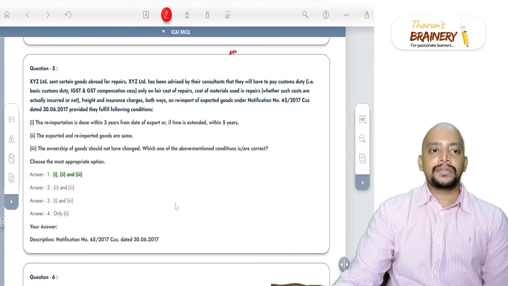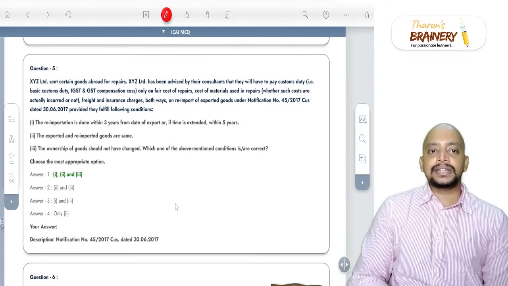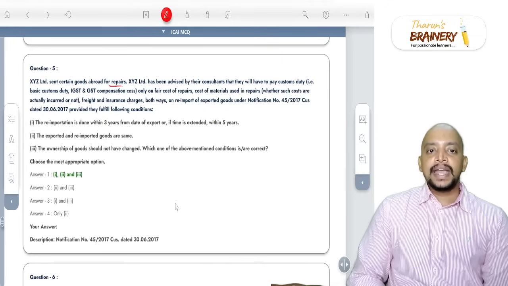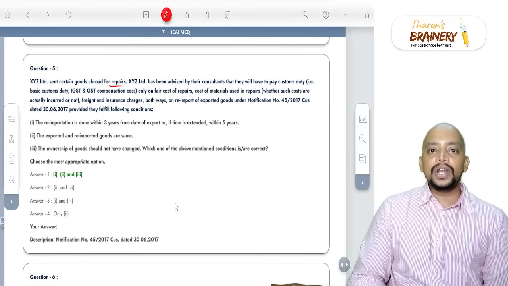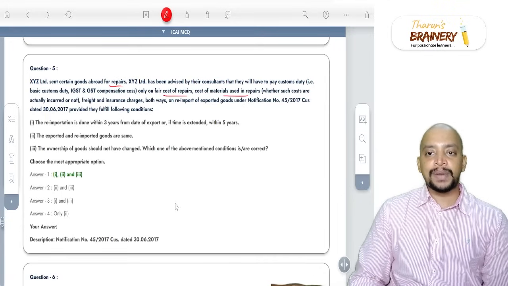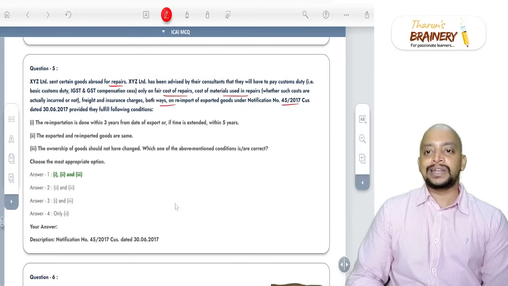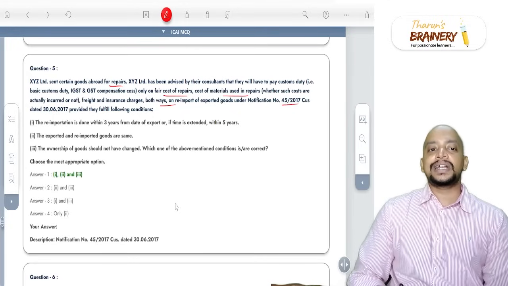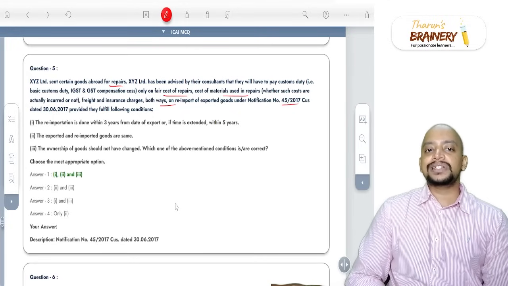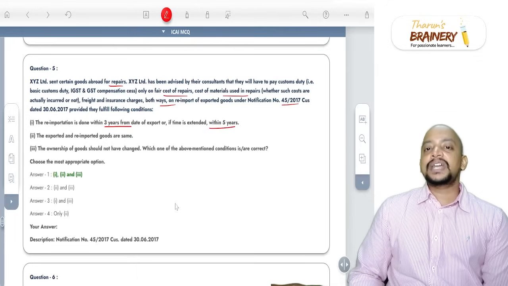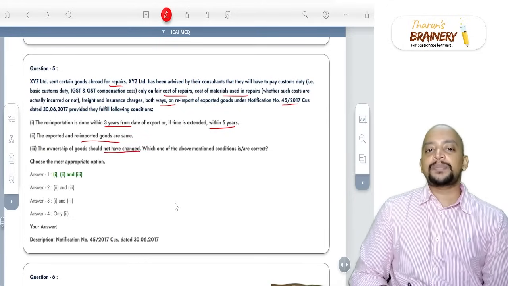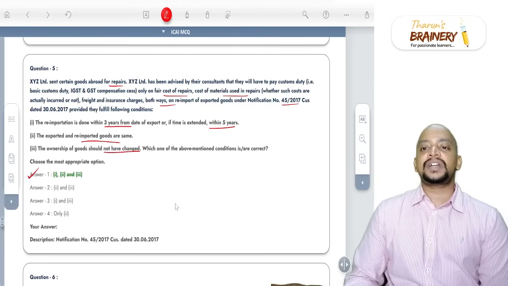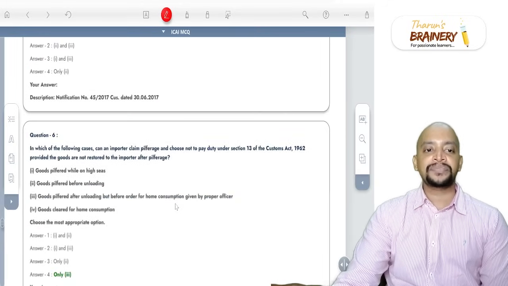Then next one. Question number 5. XYZ sent certain goods abroad for repairs. XYZ Limited has been advised by their consultants that they will have to pay customs duty only on fair cost of repairs, cost of materials used in repairs, freight and insurance both ways on reimportation under notification 45/2017. Yes, true. Provided they satisfy the conditions. What is that? The reimportation is done within 3 years, which can be extended for 2 years. And the exported and imported goods are same and the ownership has not changed. All the 3 conditions should be satisfied as per notification 45/2017.